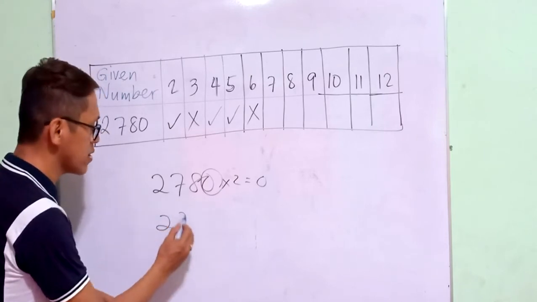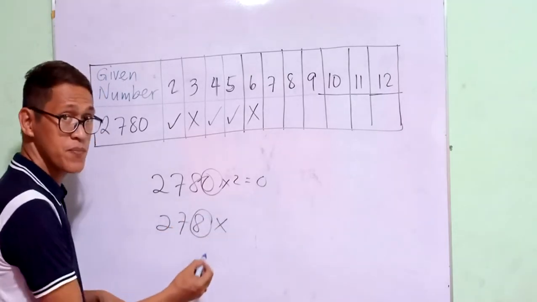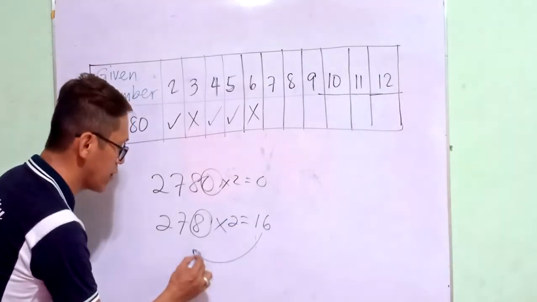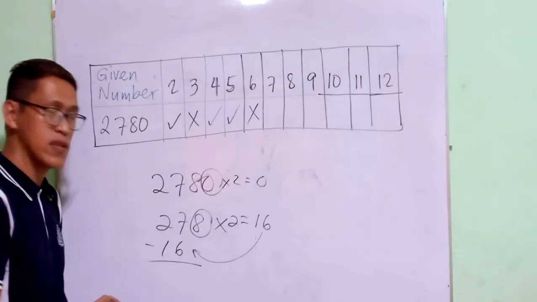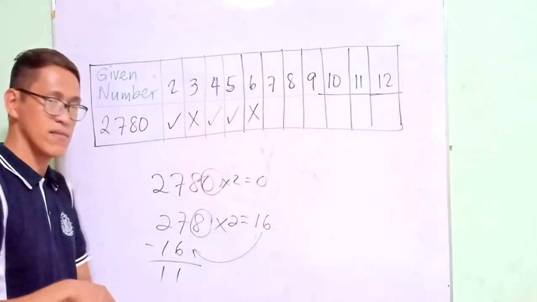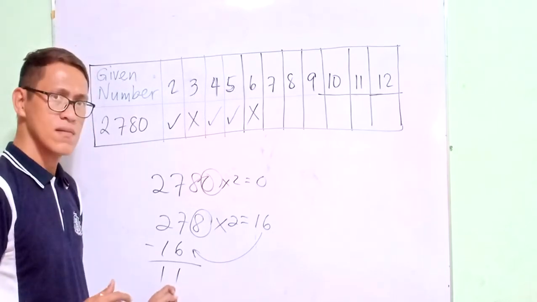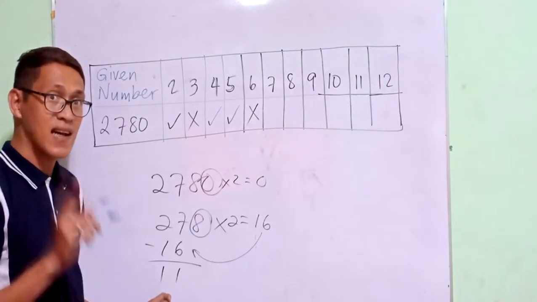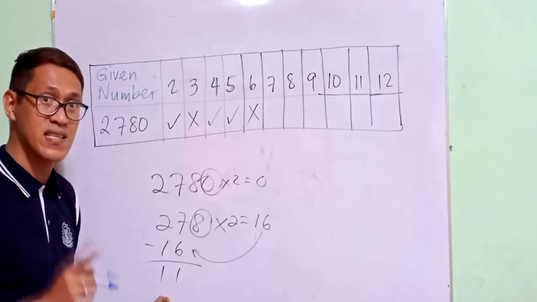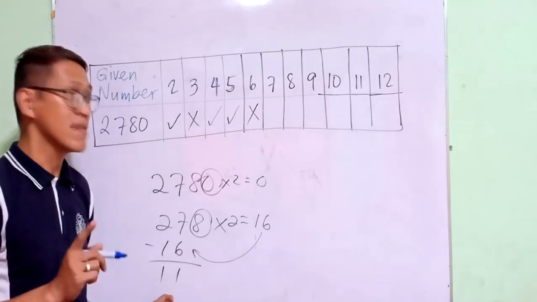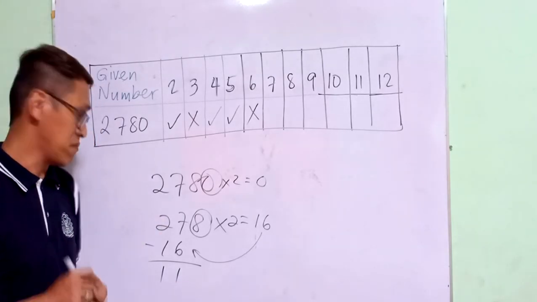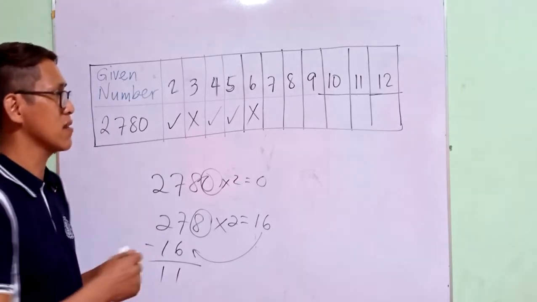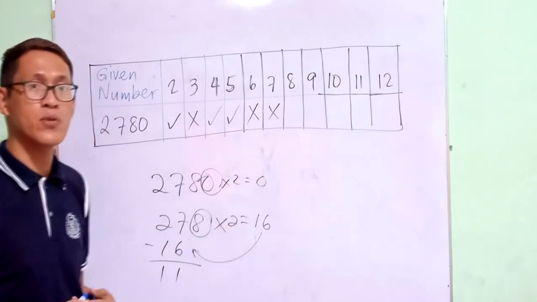So just continue the same process. So the last digit times 2, that will give us 16. Then subtract it to the remaining digits here. That will give us 11, right? Now, how will you know if it is divisible by 7 if the difference is 11? We said if the difference is 0 or multiples of 7, that number is divisible by 7. But the difference is 11, not 0, not multiples of 7. So it's not divisible by 7. So we will put x there.